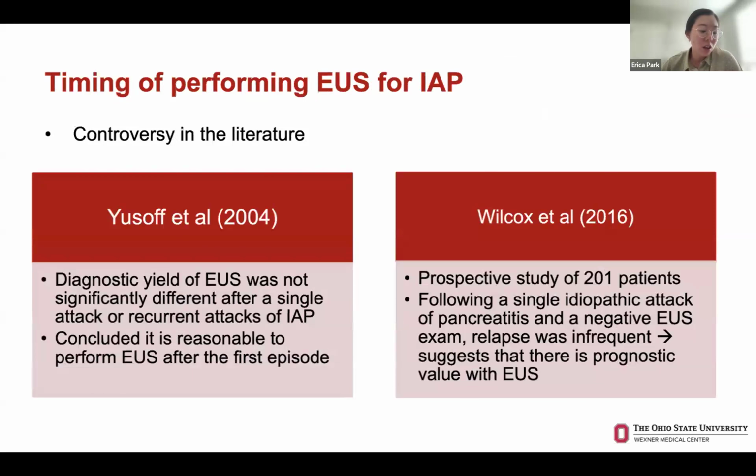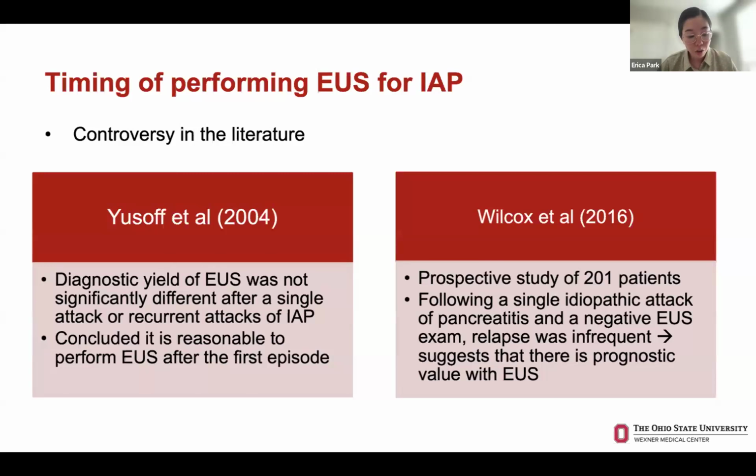Lastly, I'm going to quickly touch on timing of performing EUS for idiopathic acute pancreatitis. There is controversy in the literature on the timing of EUS, especially whether it should be performed after an initial attack of acute pancreatitis or wait until there are recurrent attacks. In that study by USOF, they found that the diagnostic yield of EUS was not significantly different after a single attack or recurrent attacks of IAP. So they concluded it's reasonable to perform EUS after the first episode.